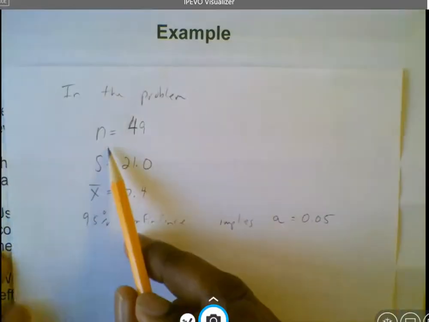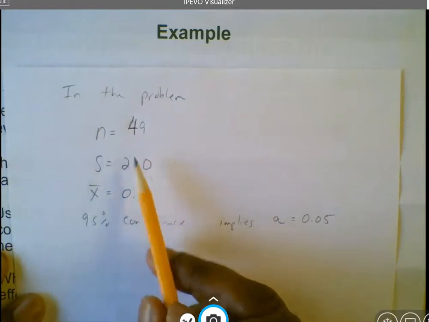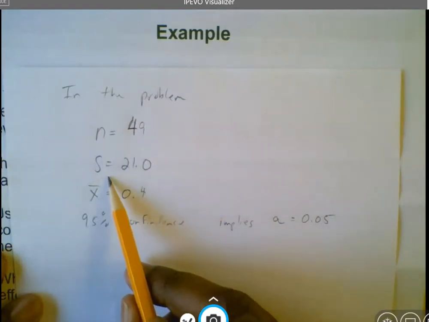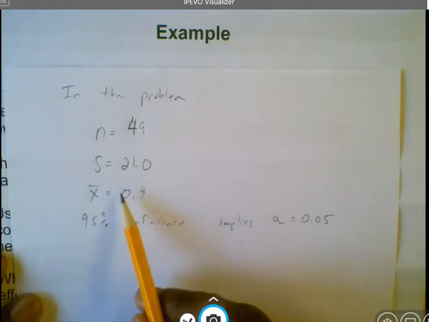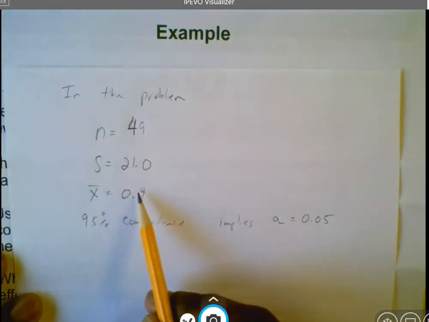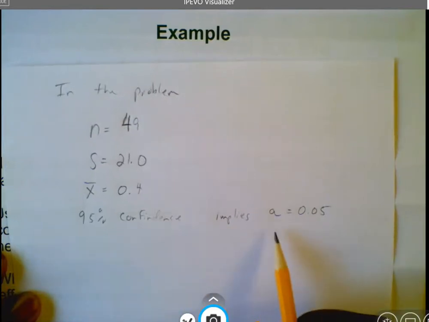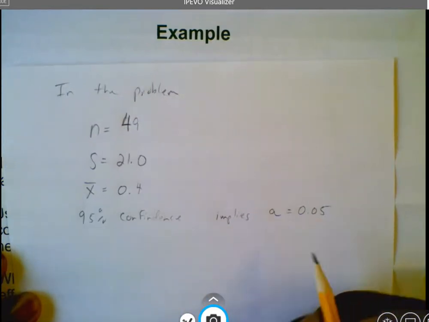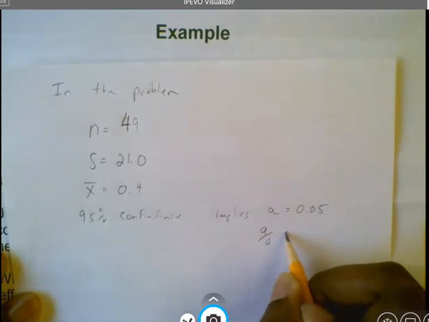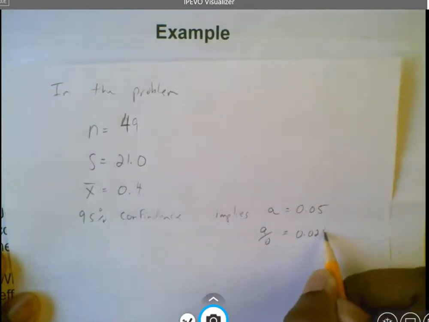In the problem, our total number of participants was 49. Our standard deviation was 21.0. The mean was 0.4. And we had a 95% confidence, which implies the area is 0.05. Area divided by 2 is 0.025.